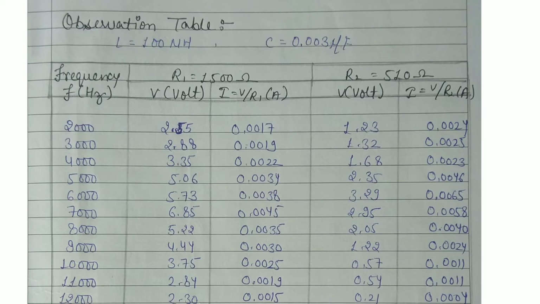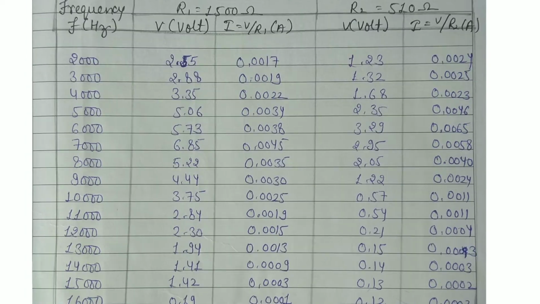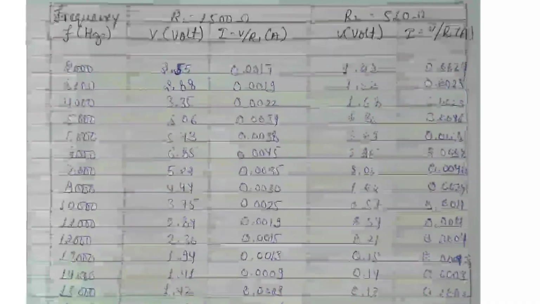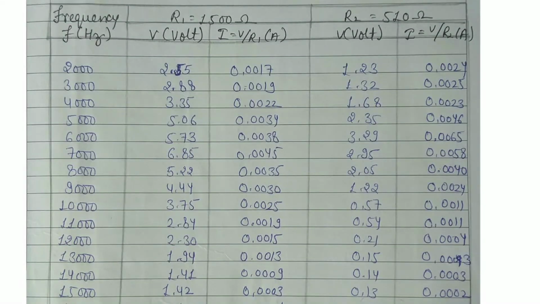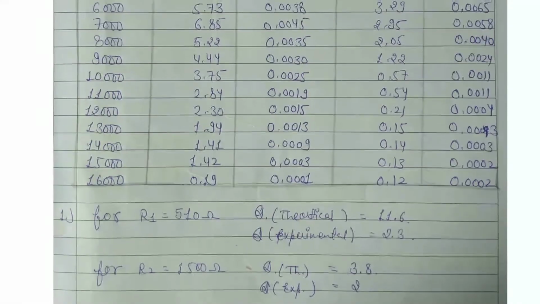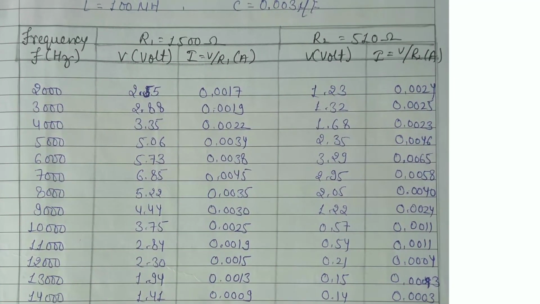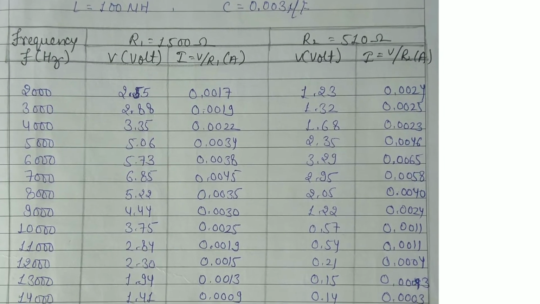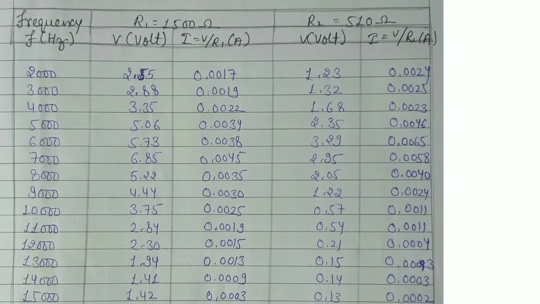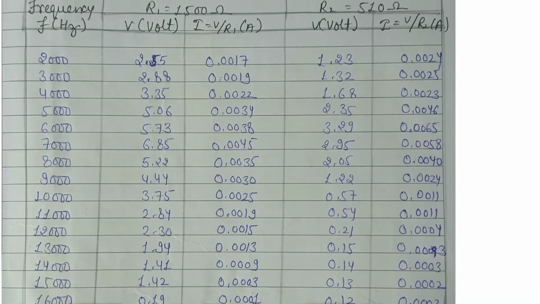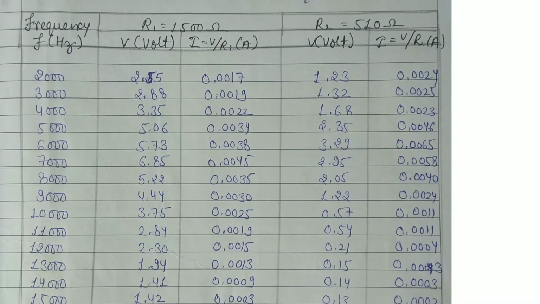When we use L is equal to 100 millihenry and C is equal to 0.003 microfarad, we change the frequency from the AC source from 2 kilohertz to 16 kilohertz. We changed it here for resistance R1 is equal to 1500 ohm and R2 is equal to 510 ohm. Two sets are here. In the first set we measure voltage. Here voltage is 2.55, 2.88 for different frequencies.